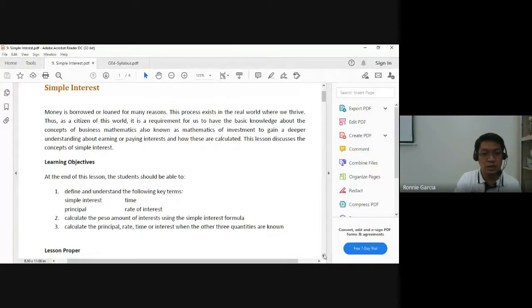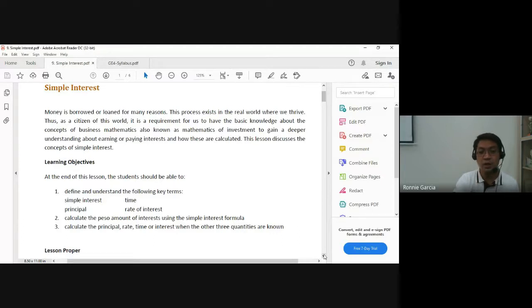Second one is we should calculate the peso amount. Of course, we are living in the Philippines, so our currency is in peso, so all the problems that we'll be solving will be in peso amount. That is, the interest using the simple interest formula. And the third one, still about calculation, we have to calculate the principal, the rate, time, as well as the amount of interest when the other three quantities are known.